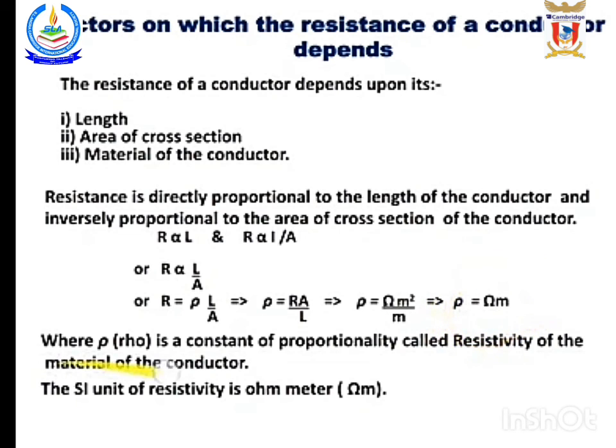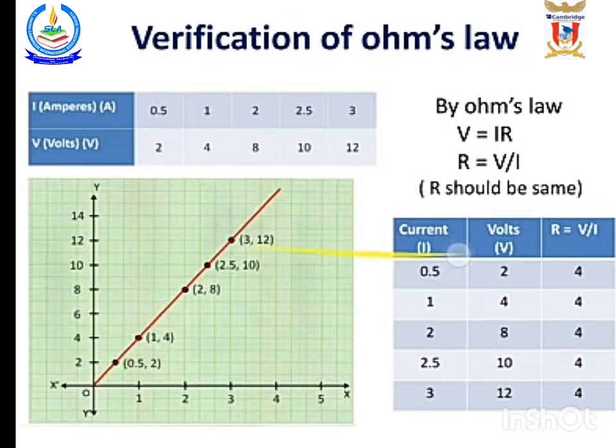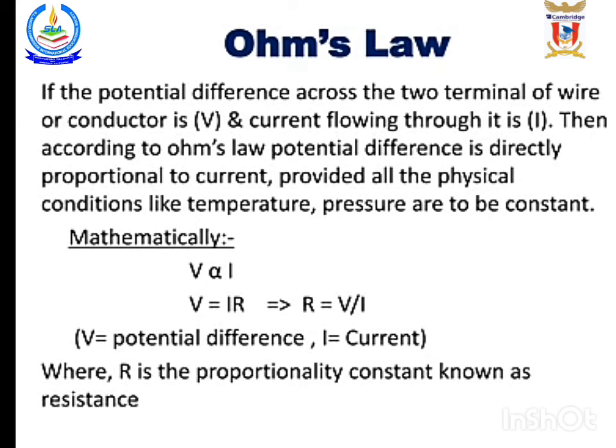Here rho is a constant of proportionality called the resistivity of the material of the conductor, and the SI unit of resistivity is ohm meter. So these are the four topics. Now we will discuss the numericals related to these topics.